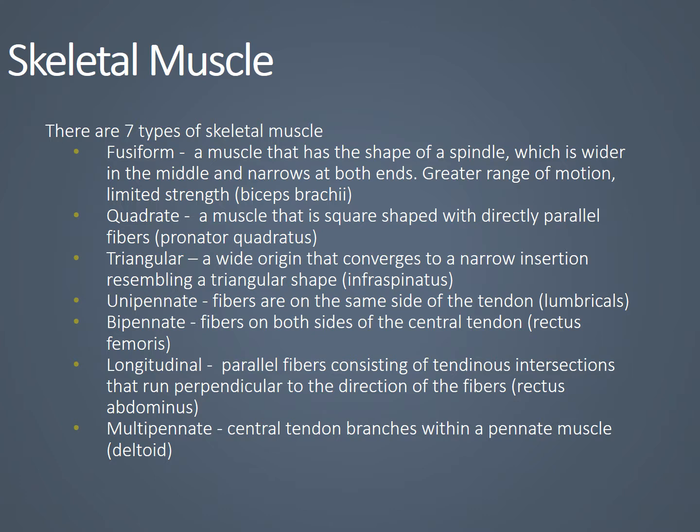Unipinnate, fibers are on the same side of the tendon. An example would be the lumbricals. Bipinnate, fibers on both sides of the central tendon. Rectus femoris is a good example. Longitudinal, parallel fibers with tendinous intersections that run perpendicular to the direction of the fibers. A good example of this, rectus abdominis. Multipennate, central tendon branches with a pennate muscle. A good example would be the deltoid.